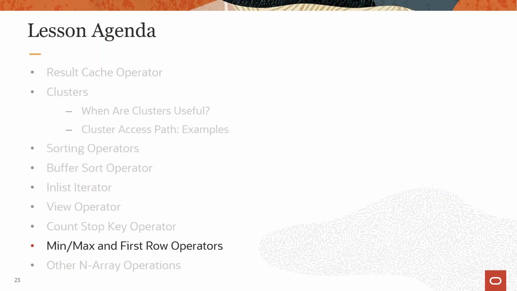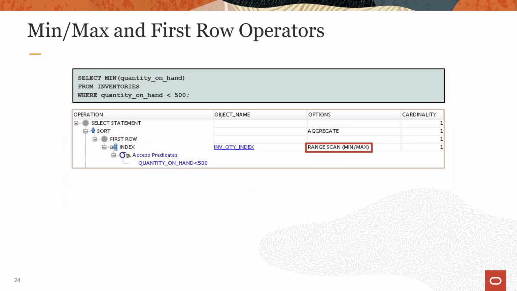Then you have the min, max, and first row operators. For instance, you see here on the slide that they want to obtain the minimum value in the column quantity on hand. Let's say that you know that the quantity on hand column has been indexed, that it has a B-tree index. As we have seen in one of the previous chapters where we discussed indexes, a B-tree index is a sorted object. The index entries placed inside an index are sorted by default in ascending order.